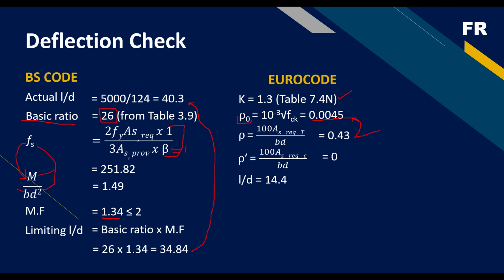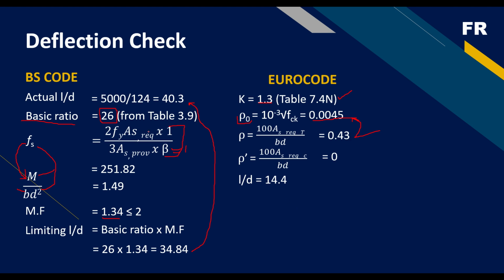What you need to substitute in the formula is K, and then rho naught and rho. But I don't want to show all those things so that this video will not be too long. That's why we cut it. If you want to see a full breakdown of where to find things in the Eurocode and the BS code, you can take the course. It's quite simple and straightforward.